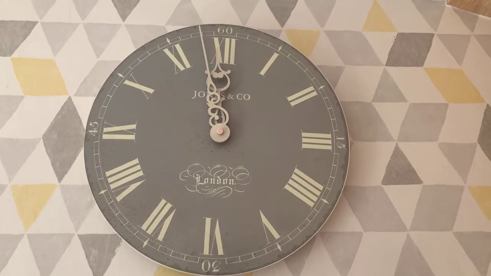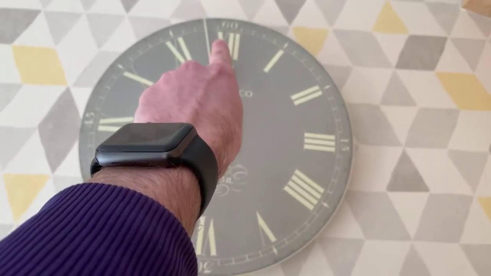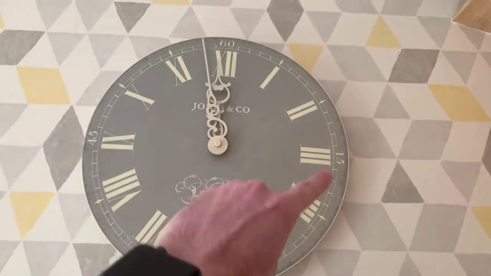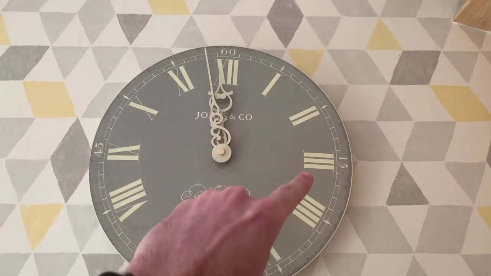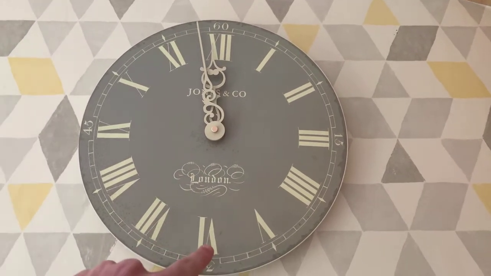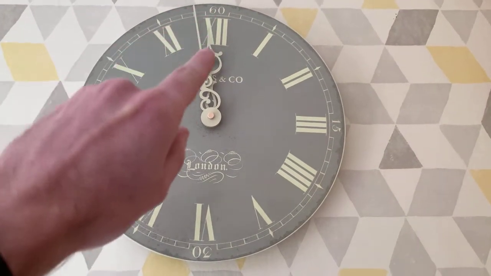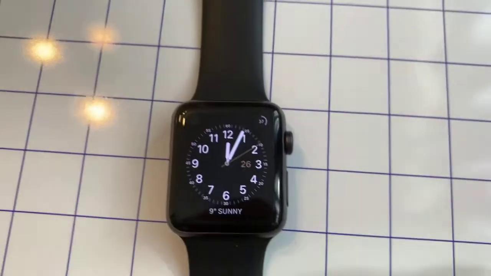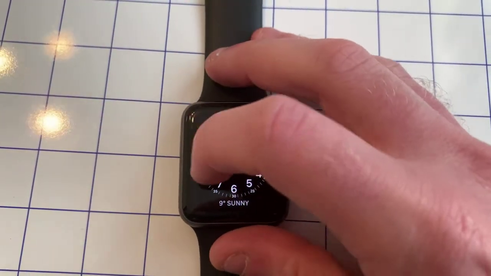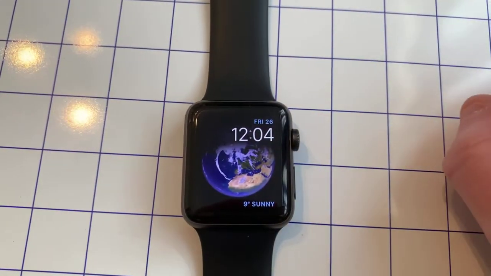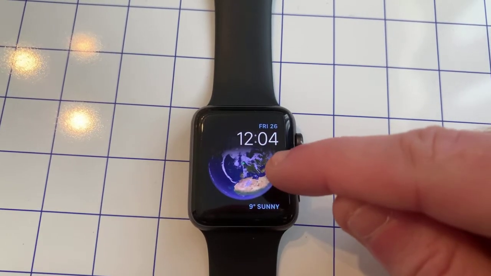These are Roman numerals. Our clock starts with 12 up at the top, and then each number represents a different hour. So from 12, 1, 2, 3, 4, 5, 6, 7, 8, 9, 10, 11, back to 12. Okay, so here's our clock in analog, and let's have a look in digital. So there's the time in digital, showing the hours and the minutes.